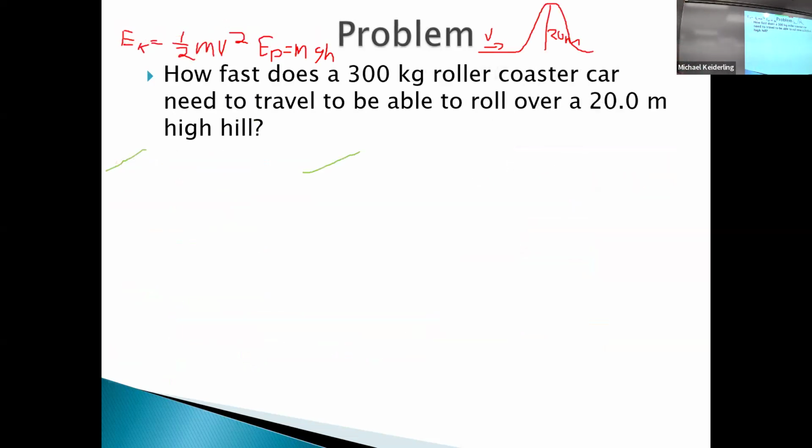With gravity, it does. So how fast does a 300-kilogram roller coaster car need to travel to be able to roll over a 20-meter high hill? So here, you start with some velocity, and you need to have enough kinetic energy to just have no velocity at the top to make it over. That'll be your minimum speed. Now, in actuality, you'd like to have more than that, but that would be your minimum.